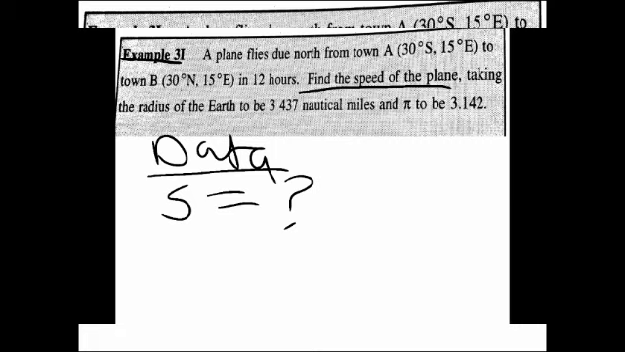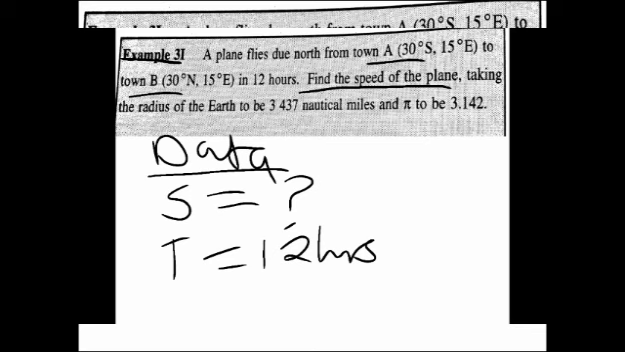Now, we have been told that time is equal to 12 hours. So it took 12 hours for this plane to cover the distance from town A to town B. So what is the distance then? The distance is unknown. We don't know what we've not been given. Okay, we've not been given it in this particular scenario.